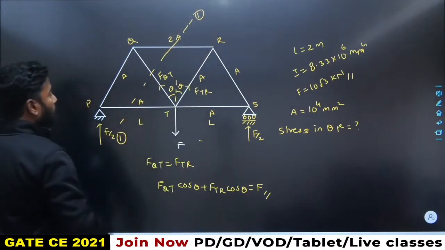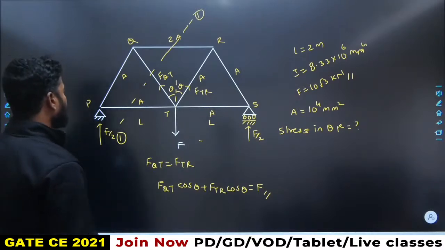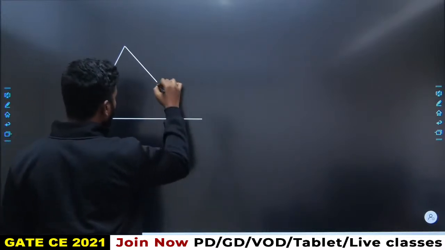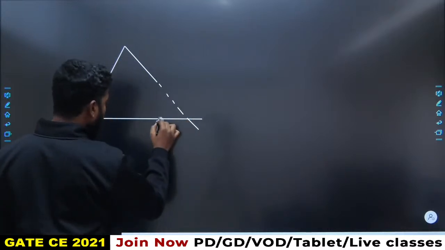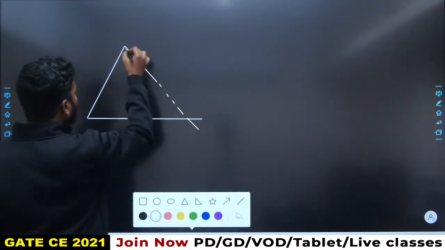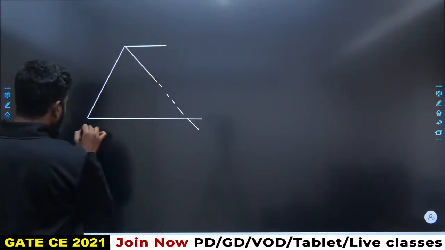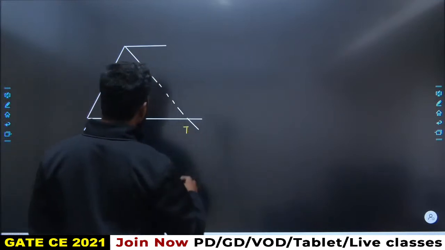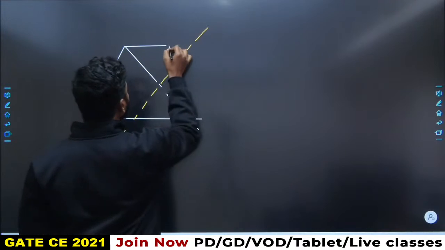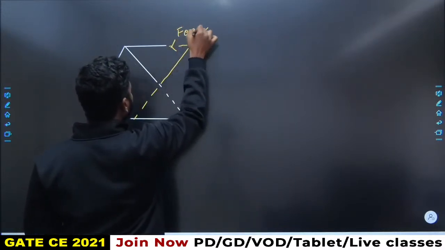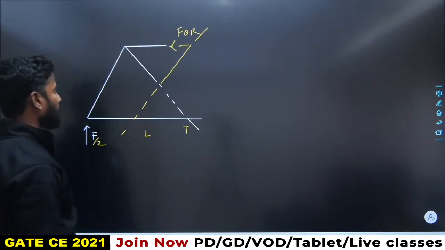Cut the section here, cut the section here, cut the section here and take the moments about T. If I cut the section and take moments about T, what exactly I'll get is something like this. There is F by 2, F by 2 from here, right? And if I take this as T, I have cut this section something like this. And I want force in QR. If this is force in QR and this is, let us say, length L.